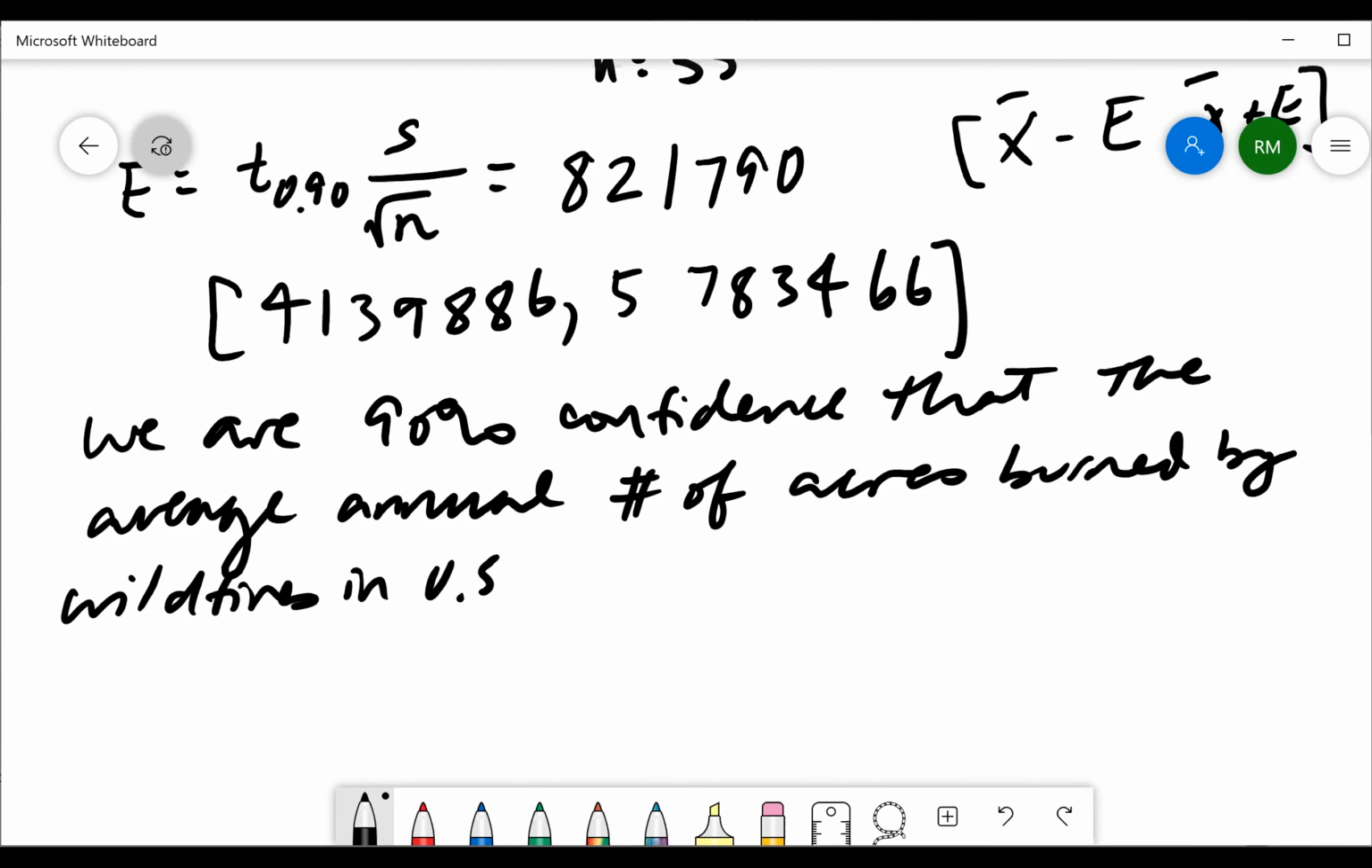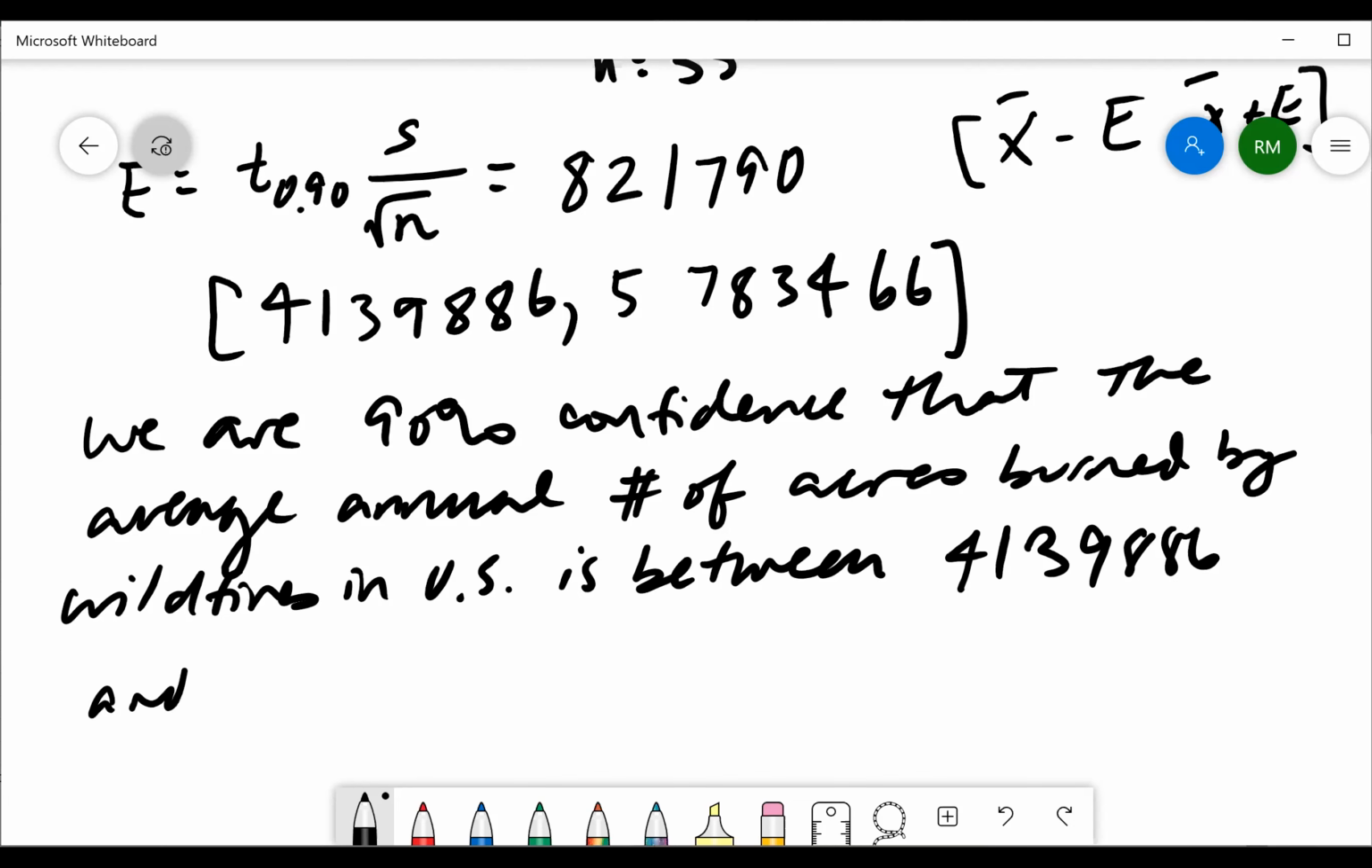in the US is between 4,139,886, so that's like 4 million, and 5,783,466. It's almost 6 million acres. That's a lot of acres.